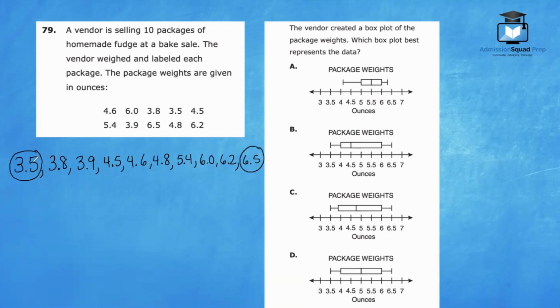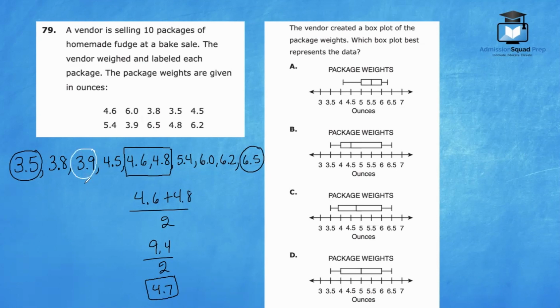So let's see, since we have 10 numbers here, we have 1, 2, 3, 4, 5. So it will be the average of the 2 middle numbers here. So 4.6 plus 4.8 divided by 2 is going to be the median of the entire data set. That's 9.4 divided by 2, which is equivalent to 4.7. So we know that the line right in the middle needs to be positioned at 4.7. The first number here is the first quartile, which is the median of the first half of the data set. And we can see that the median of the first half of the data set is 3.9. And the third quartile, which is going to be to the right of the box, is the median of the second half of the data set, which in our case is 6.0.